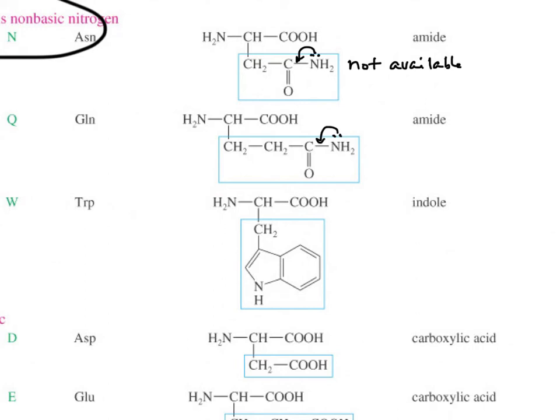Now this next one, tryptophan, doesn't look too bad. It's got a lone pair sitting there. But it's under this non-basic list. So somehow that lone pair is not available. How come? The resonance, but more important, aromaticity. This lone pair is tied up in aromaticity. So that is absolutely not going to let go of its lone pair.